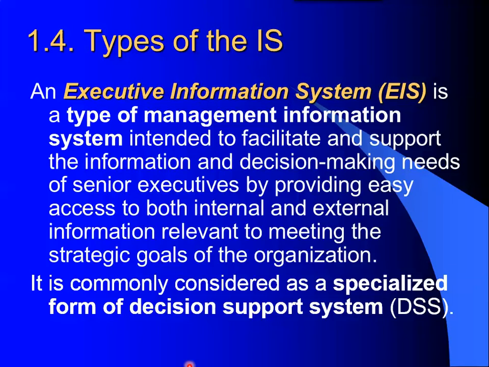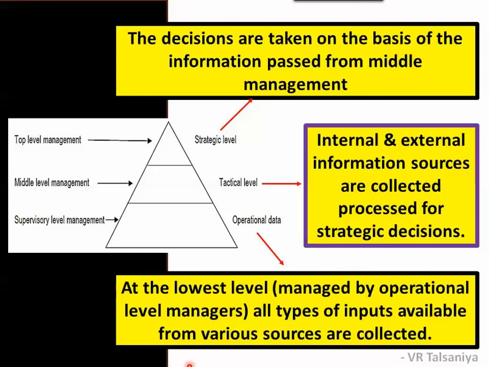An executive information system is a specific advanced case of a decision support system, or a special type of management information system, intended to facilitate and support information and decision-making needs for senior executives. Here we talk about interaction with multiple data sources from different measures, retrieved from inside the organization or from different market assessments and so on.